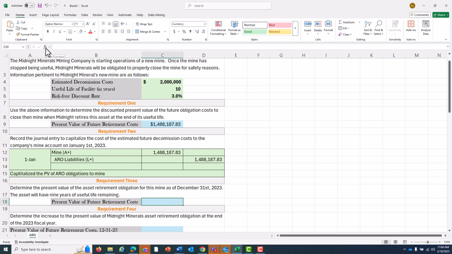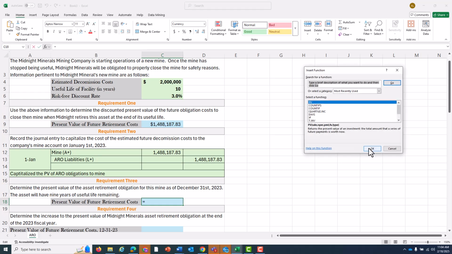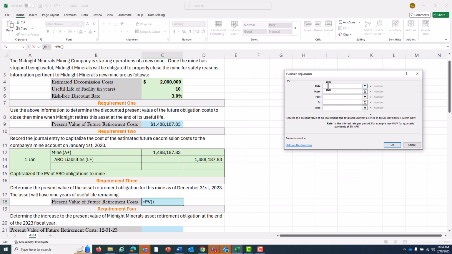We want to use the PV function, so I'm going to go up to insert function one more time. And I'm going to grab the present value function. Our rate that we are discounting at is still at 3%. But the NPER is going to change because now we have to pay it not 10 years in the future, but 9 years in the future. It's still not a series of periodic payments, so we'll skip the PMT function, and we'll go down to the future value, making that $2 million negative. So we should look a little something like this formula down here. And I'm going to hit OK.